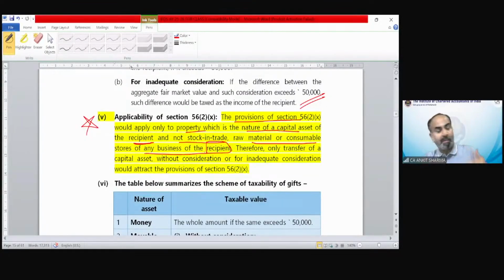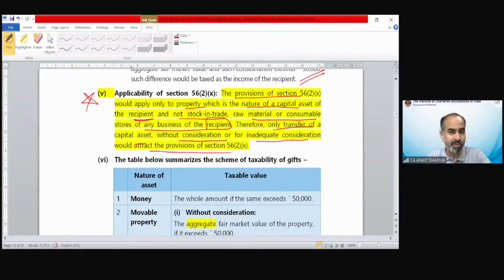So the person who is giving, that does not matter. The person receiving it, if he treats it as a capital asset, then the income from other sources provision would be applicable. Therefore, only transfer of a capital asset without consideration or for inadequate consideration would attract the provision of section 56(2)(x). We have an example of this also in detail. We will discuss it, but that's a very important note.